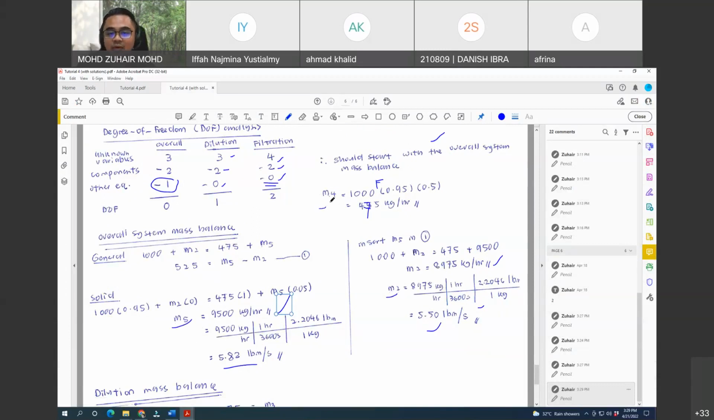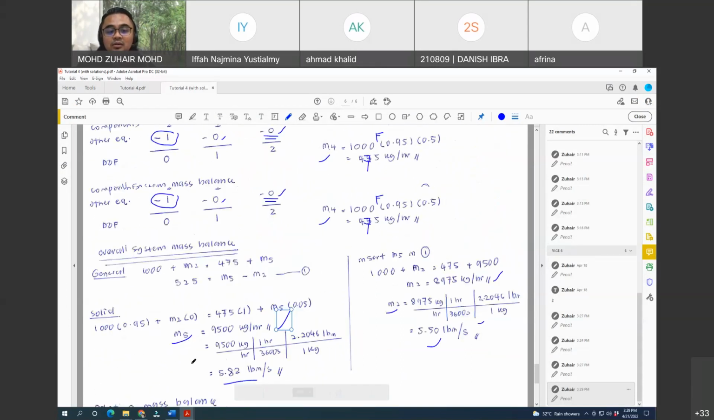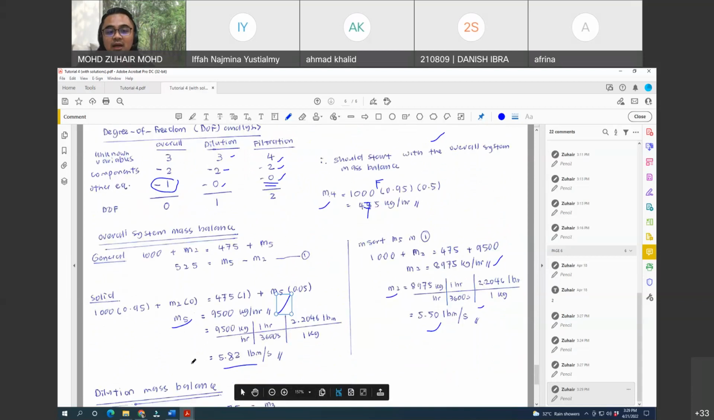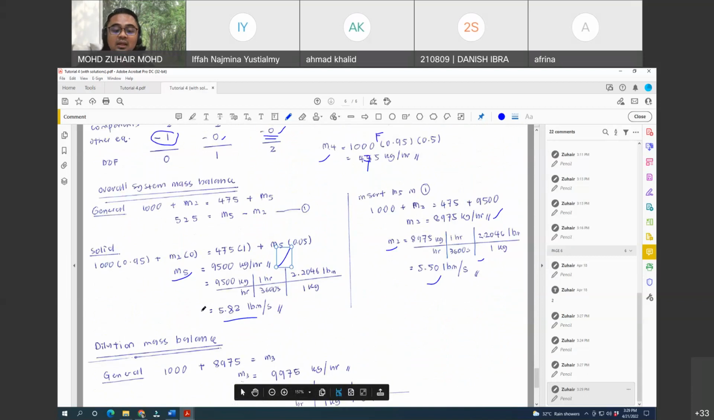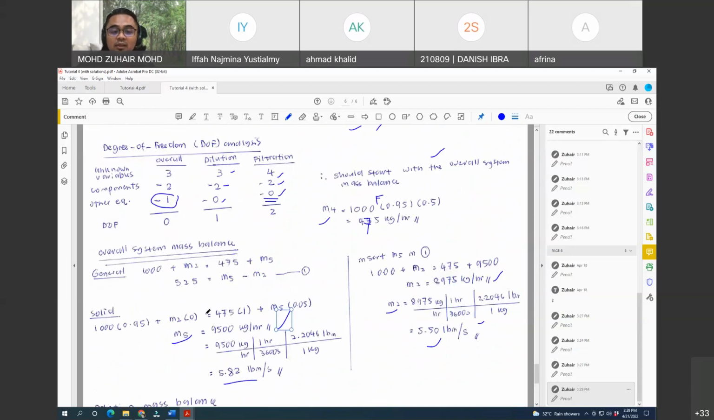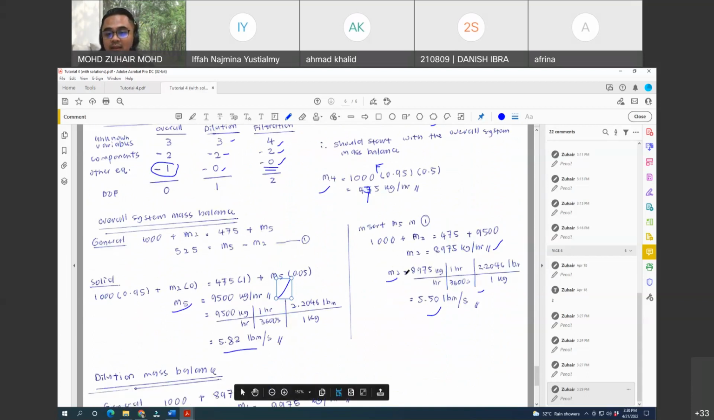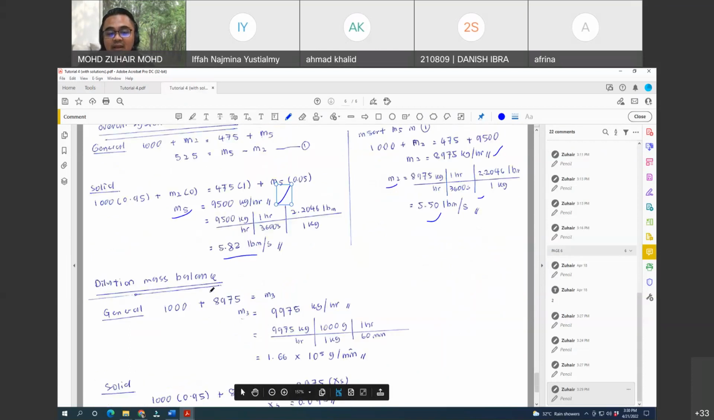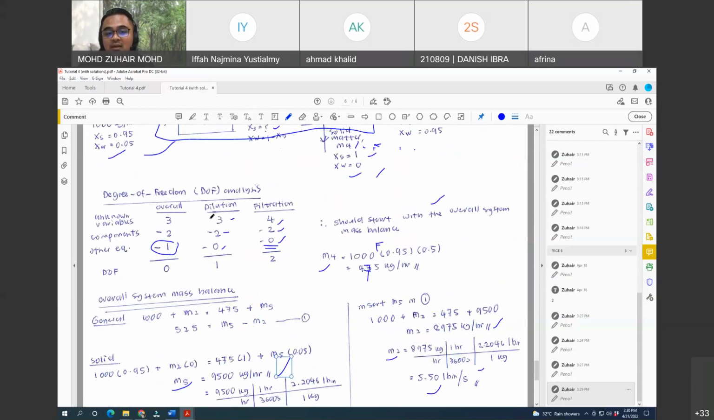So we have M4, M2, and M5. The only M that we still did not get is the M3. So after that, we need to move to the next process to do the balance. So again, we just refer back to the degree of freedom analysis, and based on the info that we have, we can proceed with the dilution process because here is already 2. So this is 0.